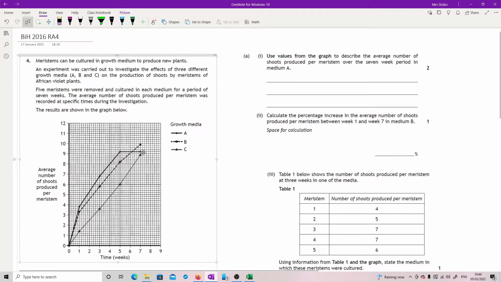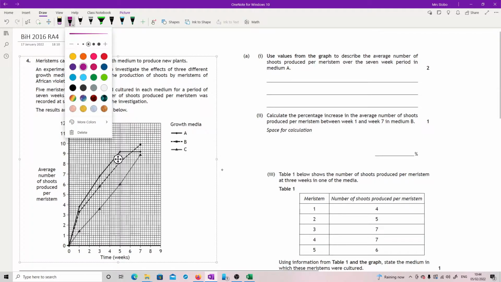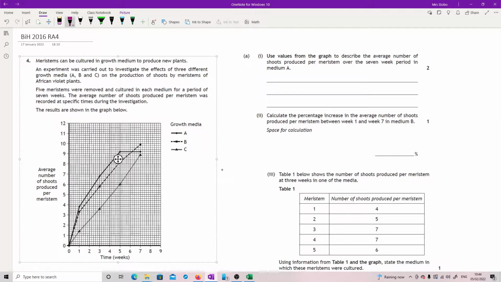And we've got a graph. Okay, so it's a single axis graph, so in a way that's a little bit less than you normally have, but we have 3 lines, so that's what makes it obviously of another level. It's pretty straightforward in terms of this. We've got the average number of shoots produced per meristem, time in weeks, and we've got our 3 different growth media. Okay, we have one that is definitely tailing off, A. B and C still look like they're increasing.